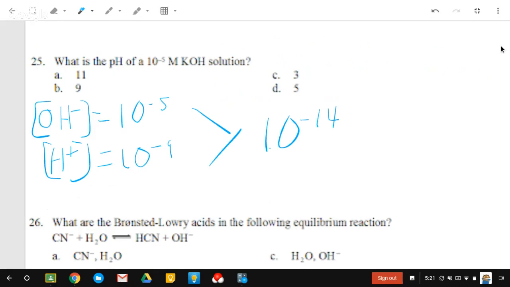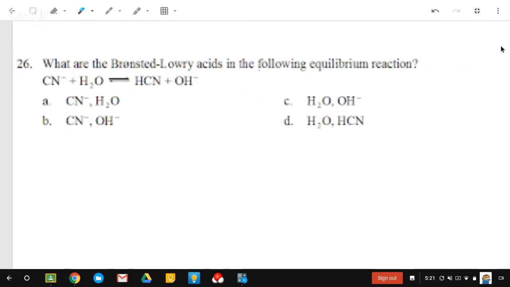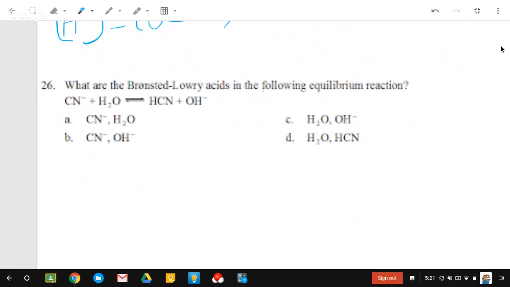So what is the pH of that solution? It's correlated to the negative 9. It's got to be 9. Now, let me see if you guys got any specific questions. Let me do 26, and I'll see what questions you guys got.